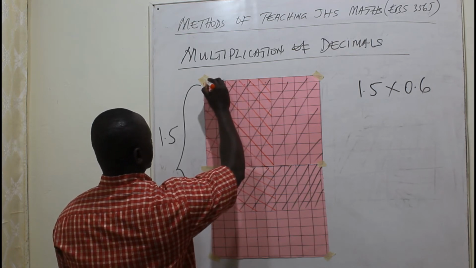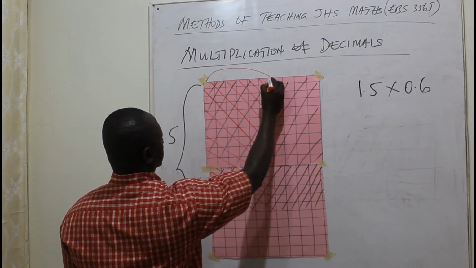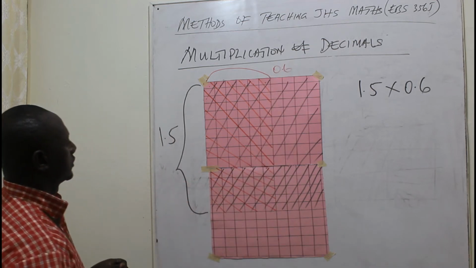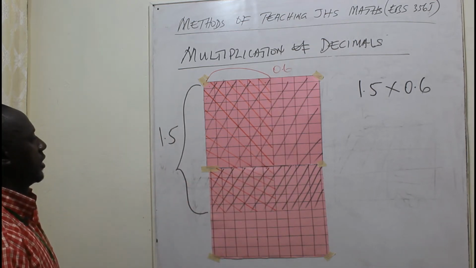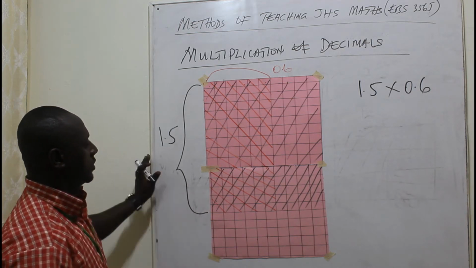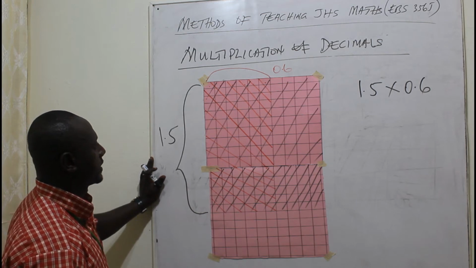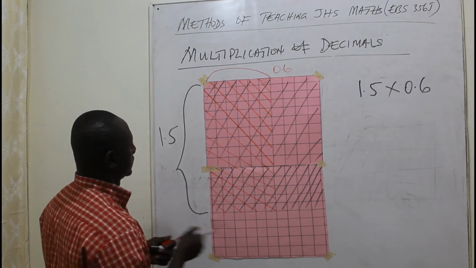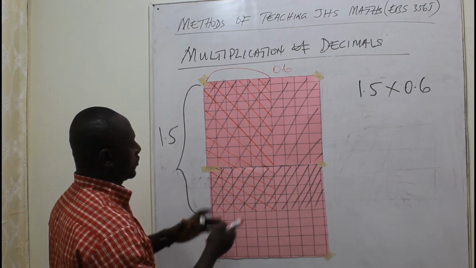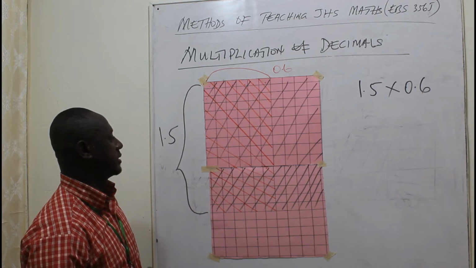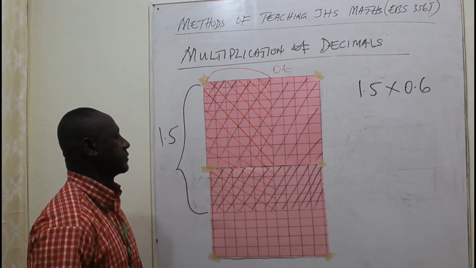So this represents the 0.6. Okay. So now, what are we going to do? You will notice that if you want to get the double shaded portions, how do you get it?